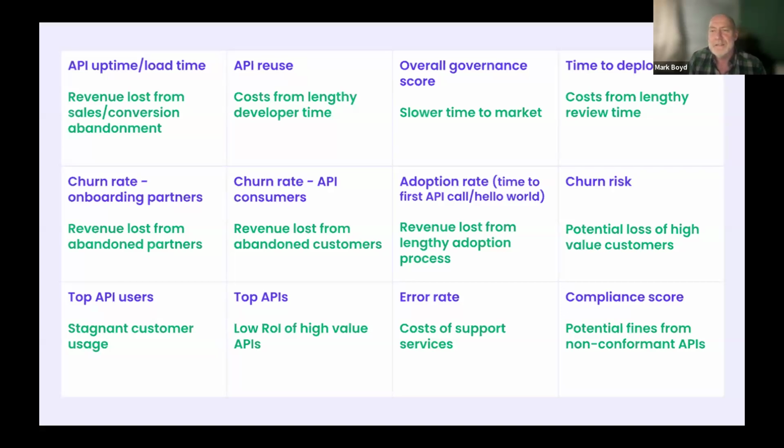So if you're saying API latency to your technical team, when you're turning and speaking to business, you're saying revenue lost from sales or conversion abandonment. This is great. So it's almost literally a translator. Yeah, it's literally a translator.